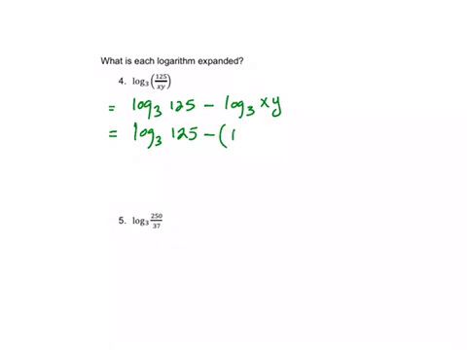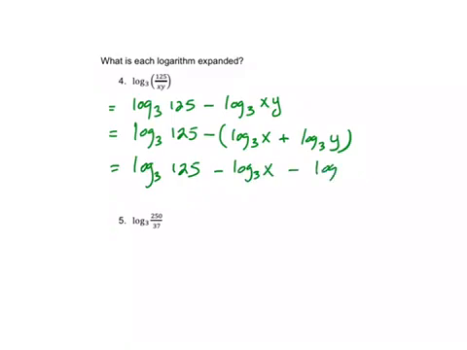So this is the logarithm base 3 of x plus the logarithm base 3 of y. Again, I'm multiplying x and y, so it's a plus right here. Now I'm going to distribute that negative, so this is the same as the logarithm base 3 of 125 minus the logarithm base 3 of x minus the logarithm base 3 of y. That's it.